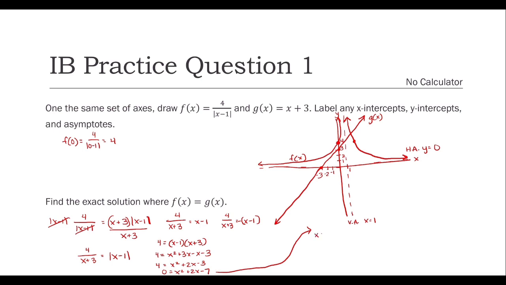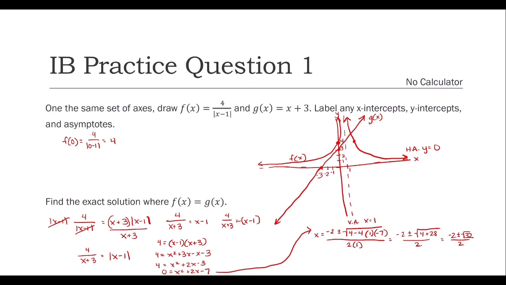We'd have x equals negative b, which is 2, plus or minus the square root of b squared, so 2 squared, which is 4, minus 4 times a, which is 1, times c, which is negative 7, all over 2 times a, so 2 times 1. So this is negative 2 plus or minus the square root of 4 plus 28 over 2, which is negative 2 plus or minus the square root of 32 over 2.